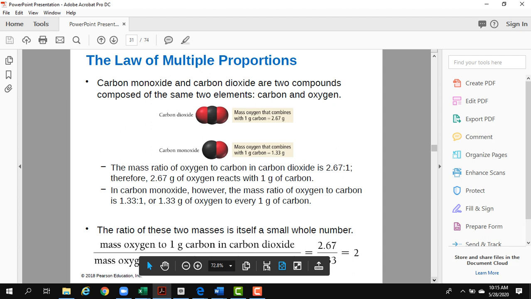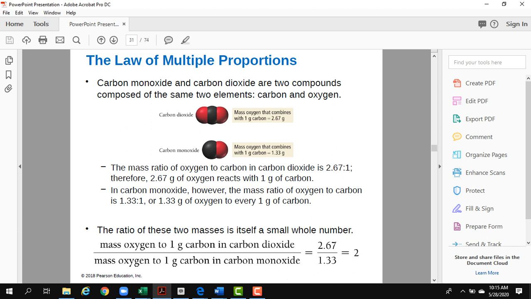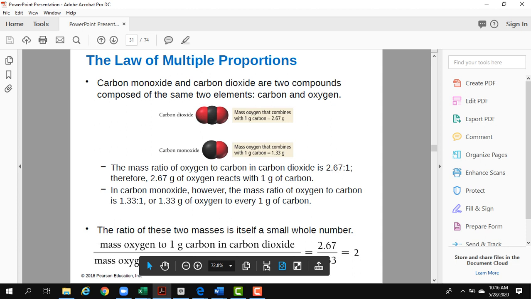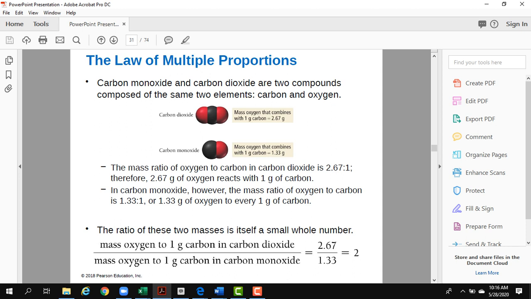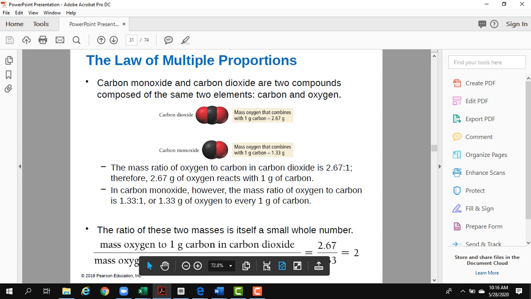So let's look at this question. Carbon monoxide and carbon dioxide are two compounds composed of the same two elements. You see the mass ratio of oxygen to carbon in carbon dioxide is 2.67 to 1. But in carbon monoxide, it's basically half, which is 1.33 to 1. So if you think about the mass of oxygen, it's basically 2 to 1, right? CO2. So that is the law of multiple proportions.